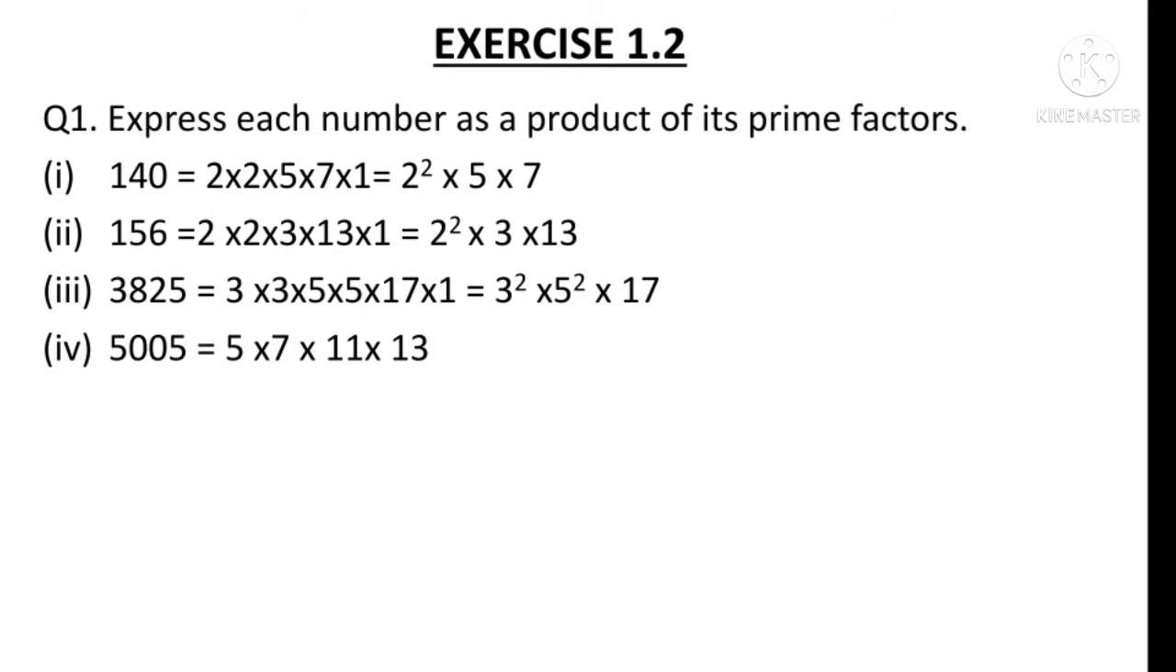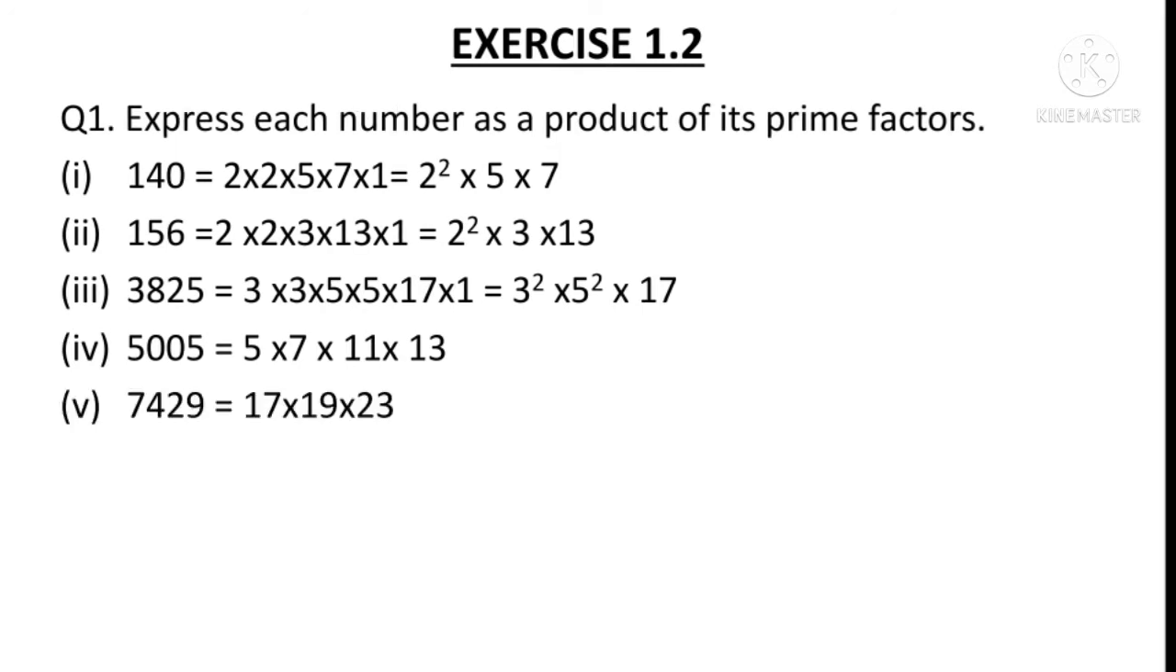Next is 5005. 5005 can be factorized as 5 into 7 into 11 into 13. Now next is 7429. So in this case we get 17, 19 and 23.